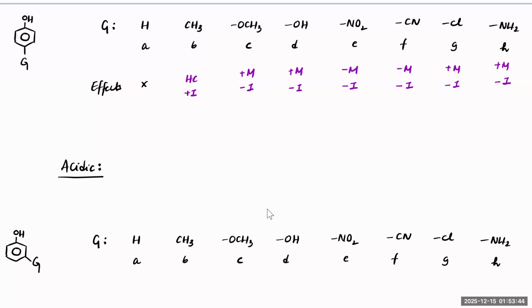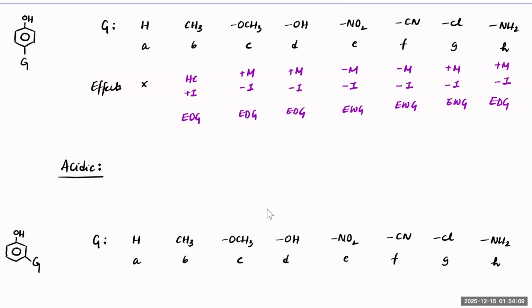Now you see methyl is an electron donating group. OCH3 is also an electron donating group. This is also an electron donating group. This is a strongly electron withdrawing group. This is also a strong electron withdrawing group. This is as well an electron withdrawing group because of minus I, but it is mildly withdrawing. And this is an extremely strong donating group.